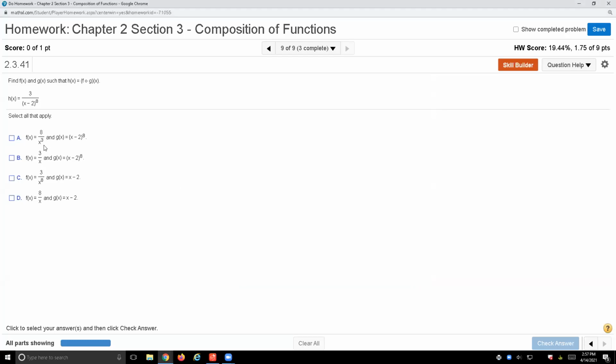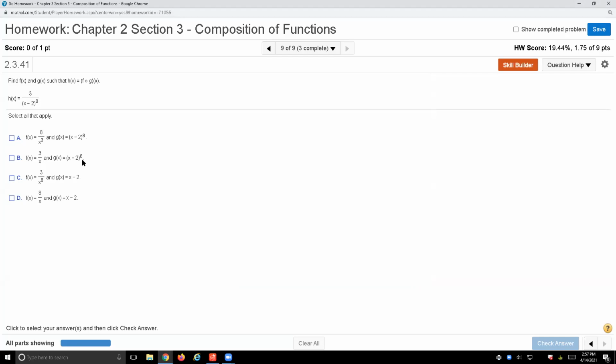F of x is x over 8 over x cubed. No, 3 over x. Okay, that's one of ours that we have. That's the last one we did. 3 over 8 x to the 8th is x. That's another possibility. Right, so A and D cannot be right.